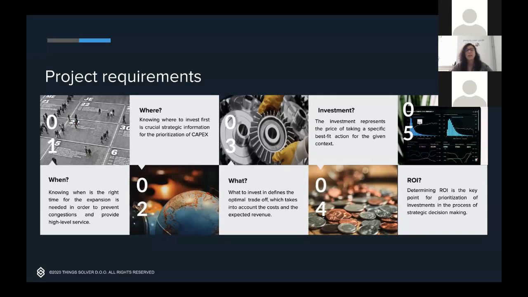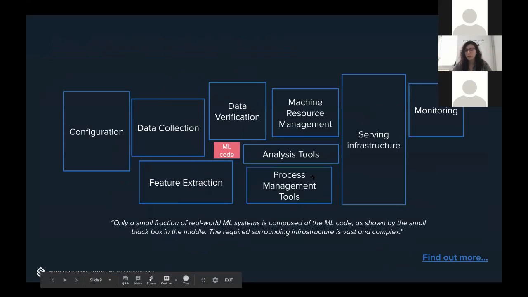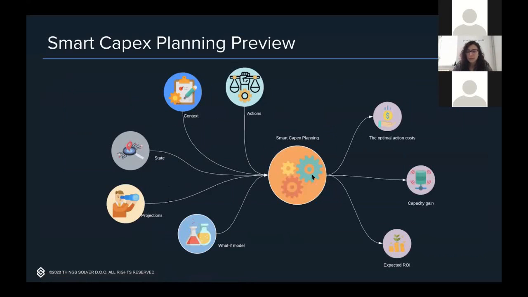So basically, those were our project requirements. And here you may see the graphical representation of our solution. I tried to make it as simple as possible. This here in the middle is our solution, and our solution takes some inputs and provides some output, right? So what are the main inputs that we have used in our solution?